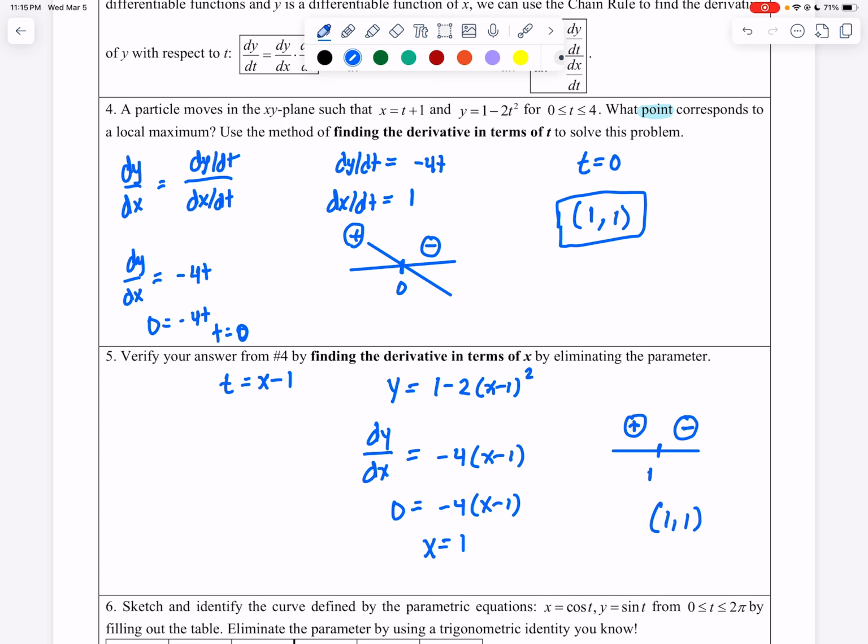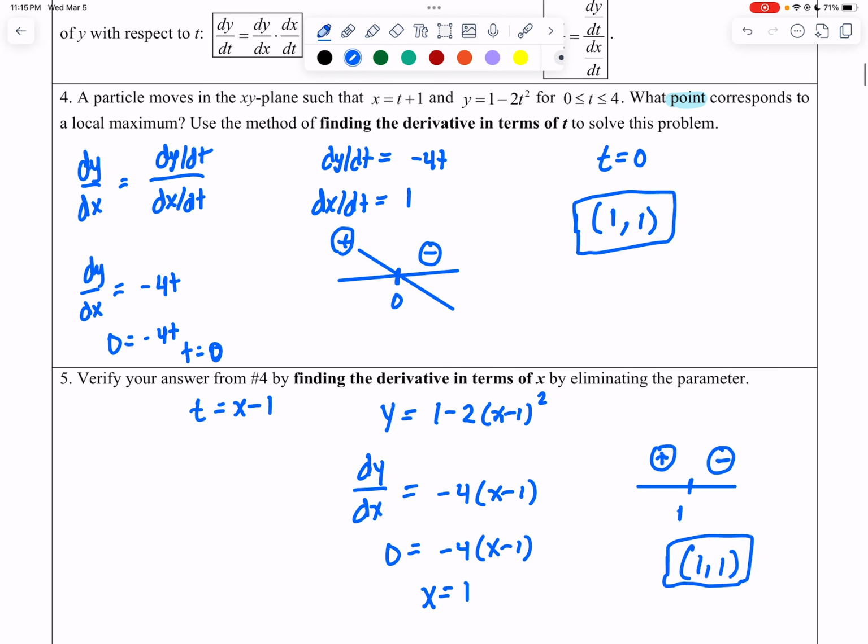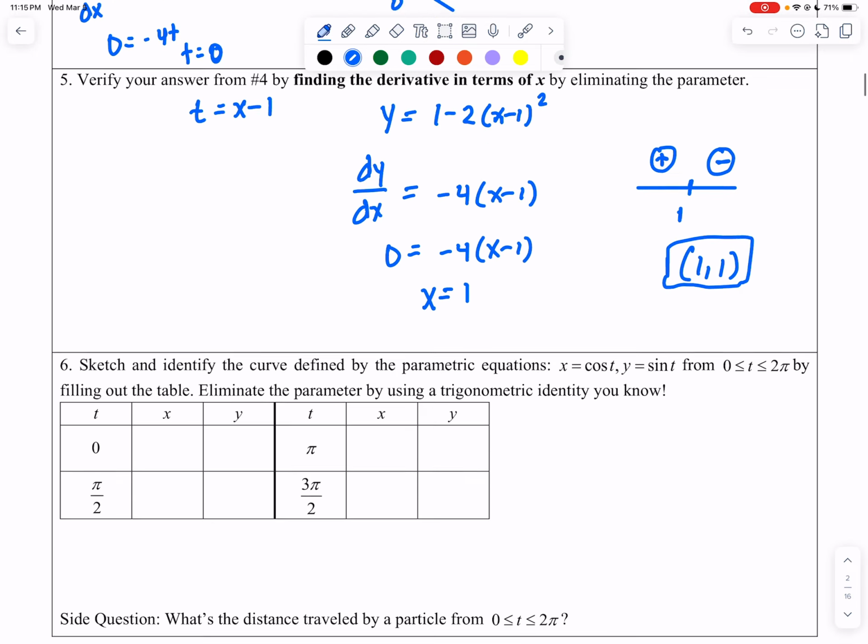So numbers 4 and 5 were just a good introduction on how we could use what we did back in earlier units in AB with parametric equations. Obviously, you're not going to see something like number 5 whenever we have parametric equations. You'll probably have to do something like number 4 where we have dy/dt and then dx/dt. All right.